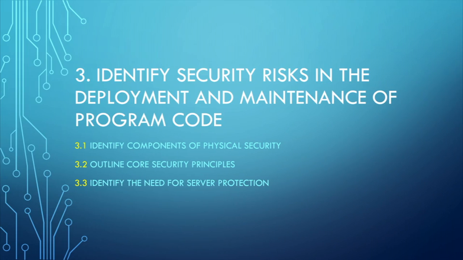Hello and welcome to CP340, Network and Data Security, Lesson Number 3. Identify security risks in the development and maintenance of program code. Today we're going to discuss identifying components of physical security, outline core security principles, and identify the need for server protection.